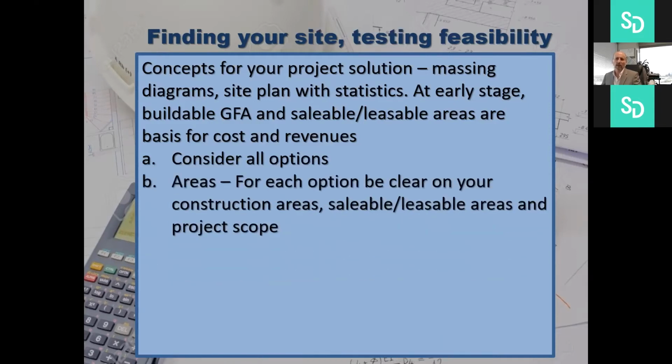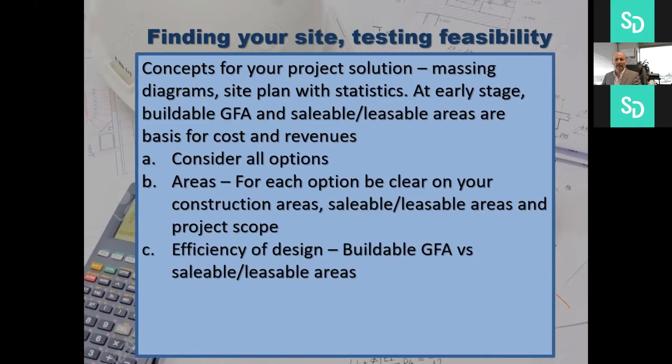And for each of those options, be clear on your construction areas and on your saleable areas. It's not always that your sellable and buildable areas are the same. So know the efficiency of your design. Efficiency of design is the saleable or leasable area as a percentage of your buildable GFA.